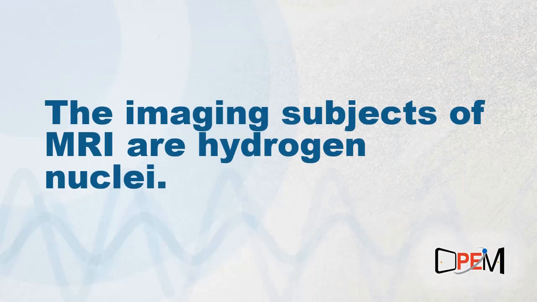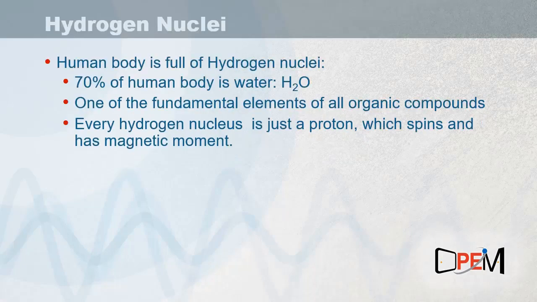Now we have covered the physics basics. We can move on to MRI. The imaging subject of MRI is hydrogen nuclei. Why hydrogen? Well, the human body is full of hydrogen nuclei. 70% of our body is water, H2O, and hydrogen is one of the fundamental elements of all organic compounds. And every hydrogen nucleus is just a proton, which spins and has a magnetic moment.